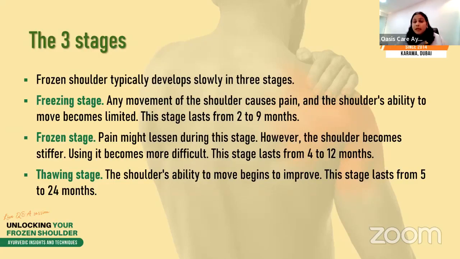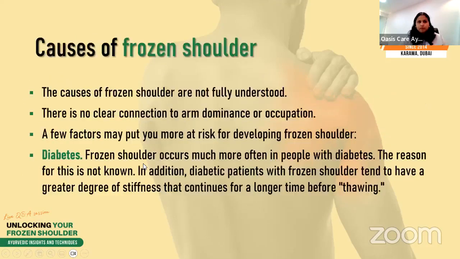In this stage, sometimes there is improvement, or sometimes the shoulder becomes very mobile, and this stage can last for more than 24 months. Now we can see what the causes of frozen shoulder are. The cause of frozen shoulder is not actually understood by modern medicine, but in Ayurveda we will see afterwards what the hetu, or causative factors, for frozen shoulder are.